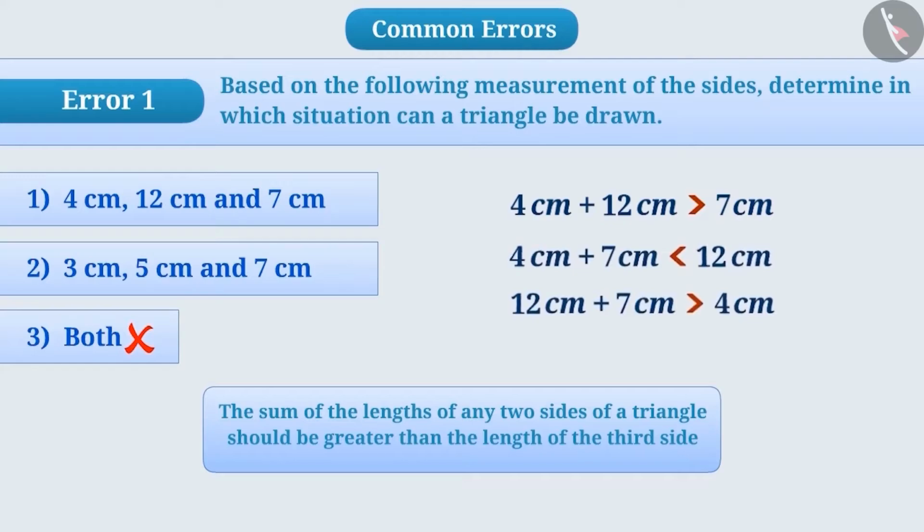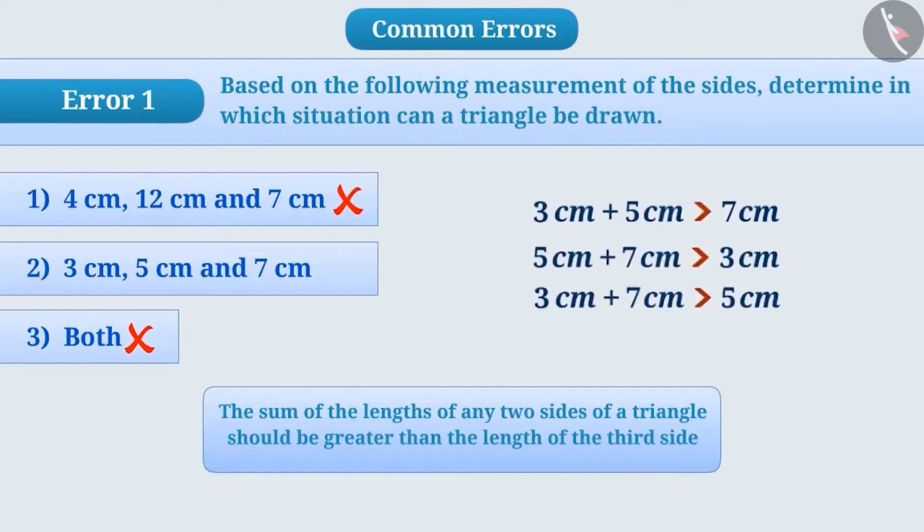For option 1, we see the following situations. By looking at the second situation, one gets to know that the sum of the measurements of the two sides of a triangle is not greater than the length of the third side. Therefore, a triangle cannot be drawn on the basis of the given lengths. Hence, option 1 is incorrect. In option 2, we see the following situations. Since in all the three situations, we get the sum of the measurement of the two sides greater than the third side, we can say that a triangle can be drawn based on the measurement given in option 2.